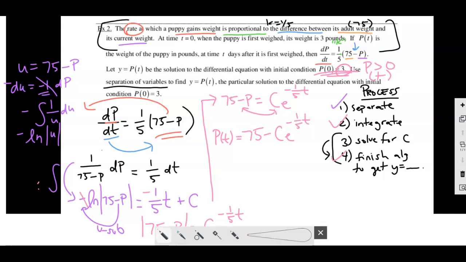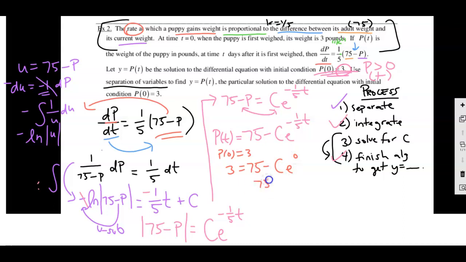So now all that's left is to use that condition and solve for the C value. So let's go for it. We knew P of 0 was 3, so 3 is equal to 75 minus C e to the 0. E to the 0 is 1, and C times 1 is C. So we've got that 3 is equal to 75 minus C. You don't really need the 1 because times 1 doesn't change anything. And so I know just by looking at it, or if you want to add the C over and then subtract 3, the C value ends up being 72.